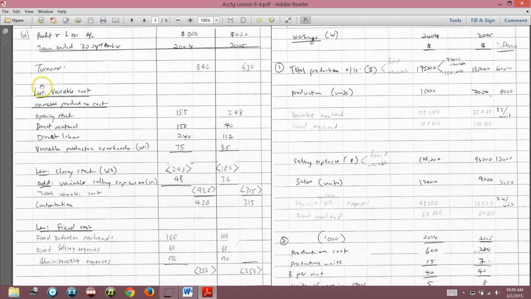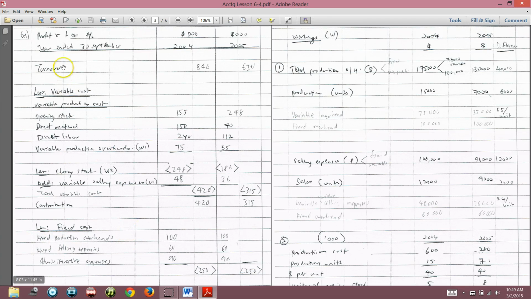So you have turnover, then less variable cost, you underline. Then you can leave a lot of space, about half a page. Just leave half a page first, and then less fixed cost. So that means the fundamental format for a marginal costing profit and loss account is turnover, less variable cost, underline, leave half a page, then less fixed cost, underline.